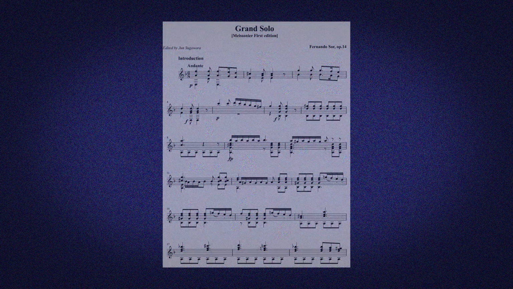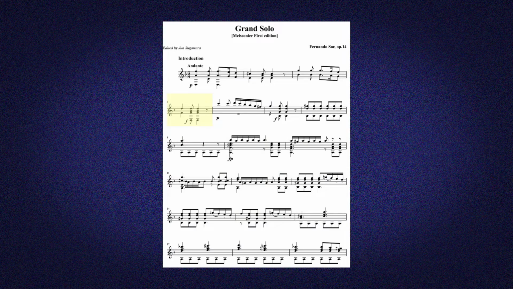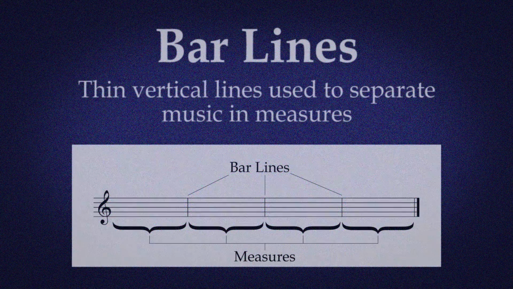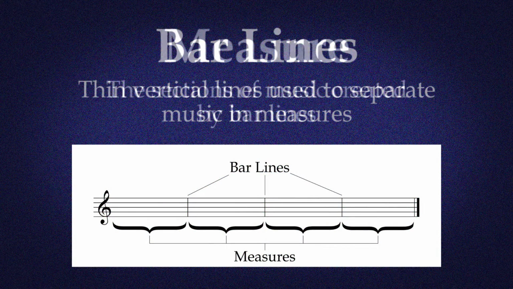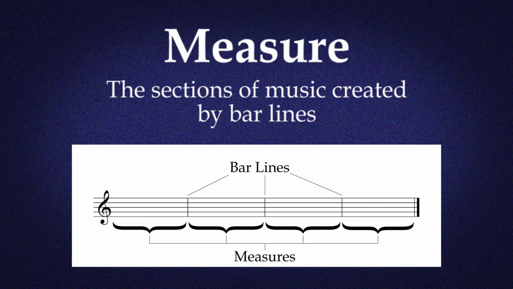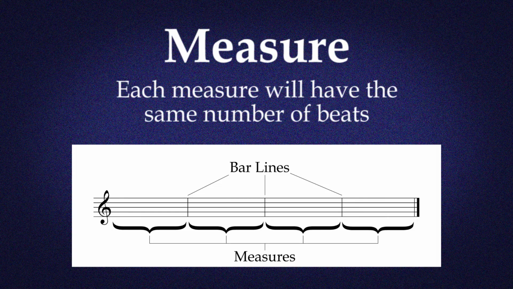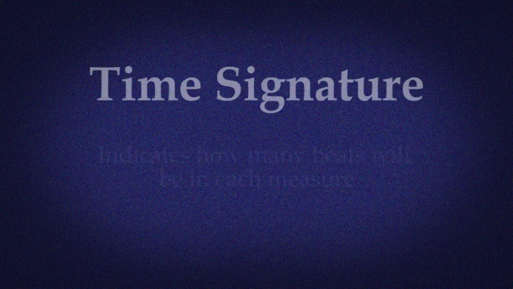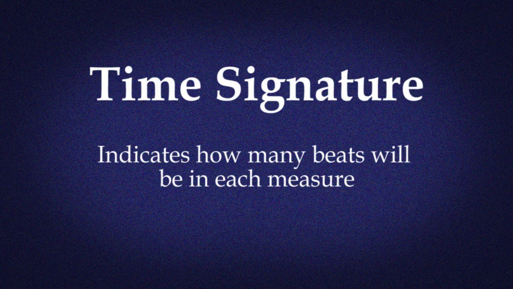Now, looking at any piece of music, it is very easy to see that the notes are separated into sections by thin vertical lines. These lines are called bar lines, and the sections they create are called measures, or bars. Each measure will have the same number of beats in it. The thing that tells us how many beats are going to be in each measure is called the time signature. The time signature is found at the very beginning of the piece.